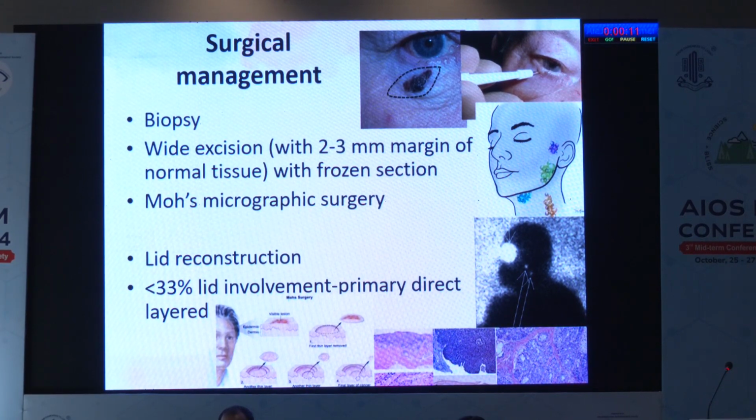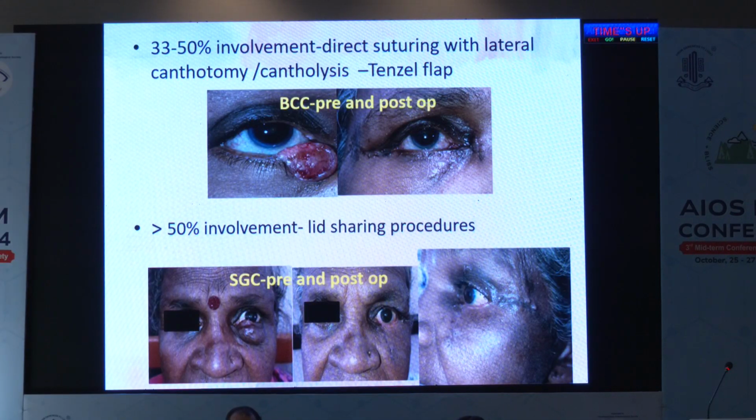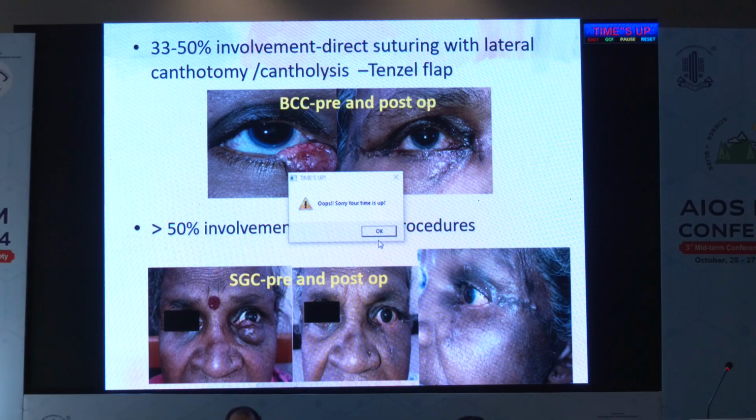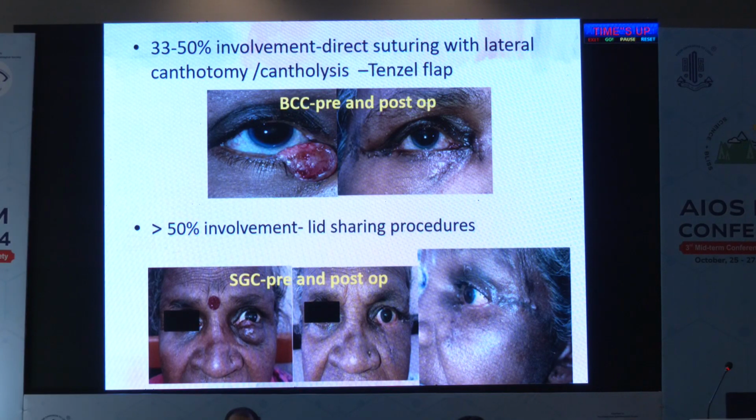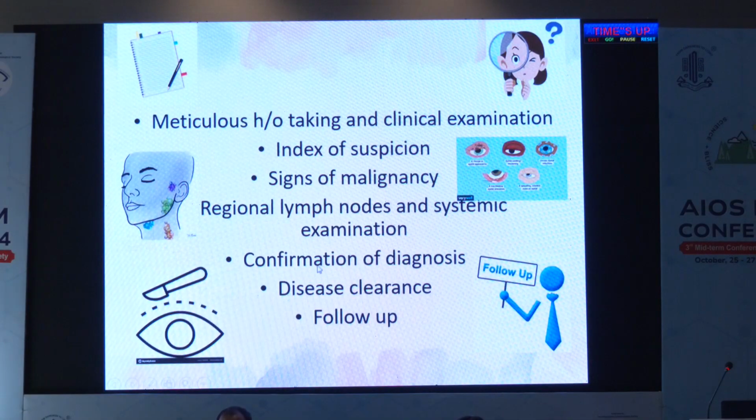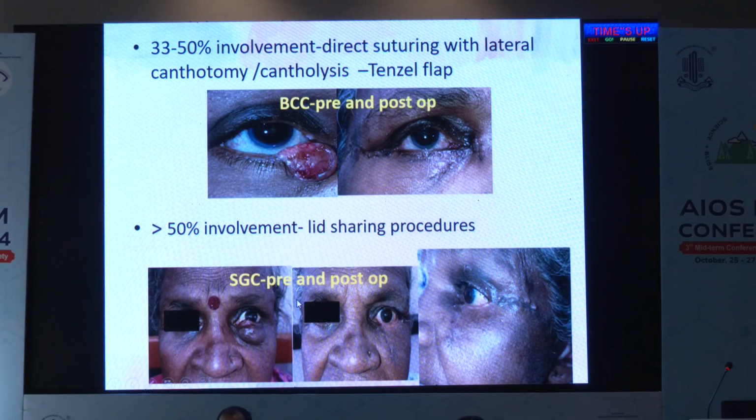And having done with resection, we can think of lid reconstruction, where the principles are, if it's less than 33% involvement, we go for a primary direct layered suturing, or if it extends up to 50%, then we go for, as in this case of the basal cell carcinoma, a suturing with a canthotomy cantholysis and a Tenzel's flap, and we are having the follow-up as well. And here in the case of the sebaceous gland, where there's more than 50% involvement, we can go for lid sharing procedures. Here we went for a cheek rotation flap, the Mustardé procedure.